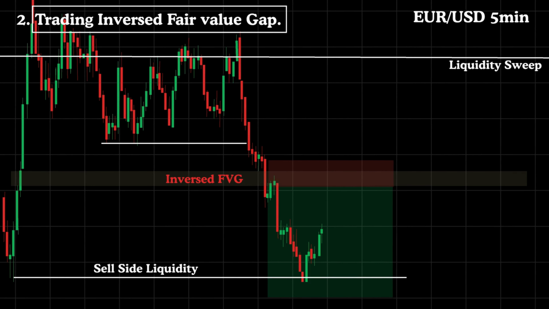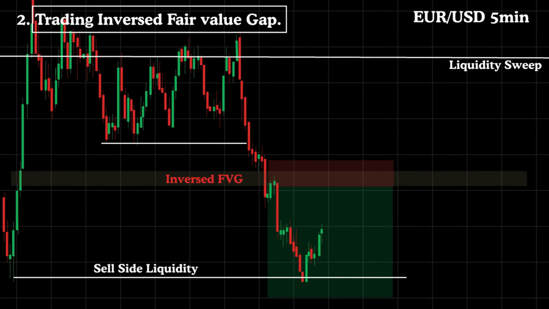It gives you a clear, rules-based entry method that lines up with how institutions actually move price.